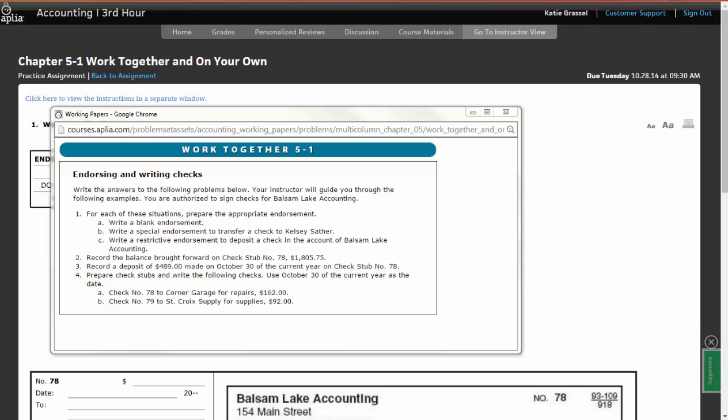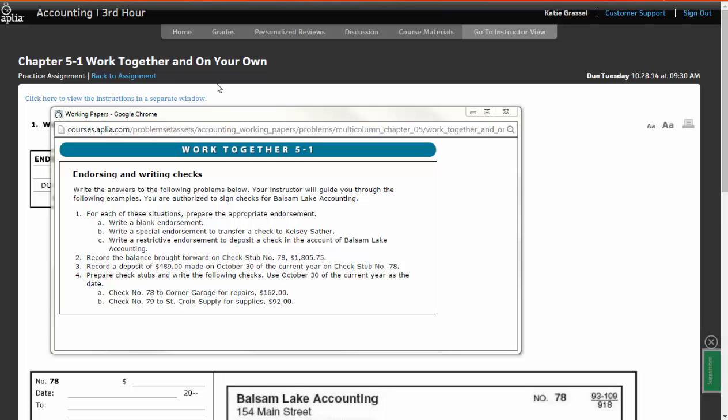The top part of our work together is going to be endorsing our checks. I talked about the types of endorsements yesterday. We have blank, special, and restrictive. I want you to notice that we have A, B, and C. I already said that; I know it's past due. You can still open it up.